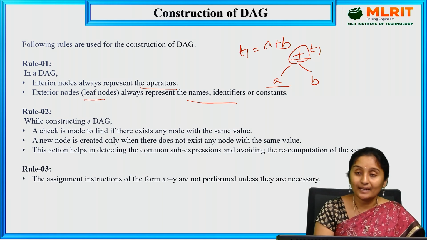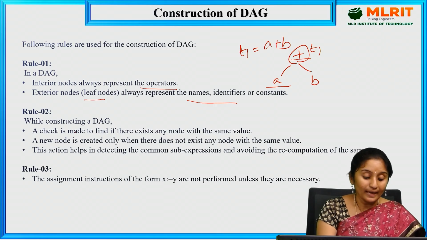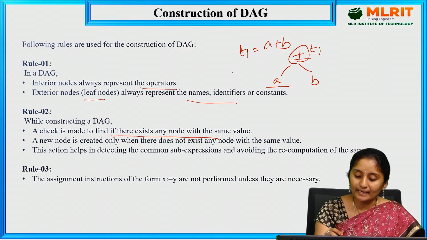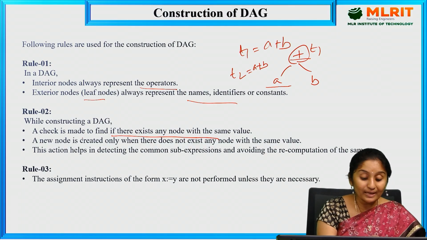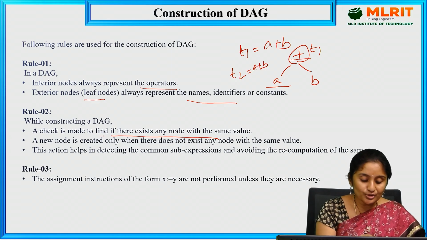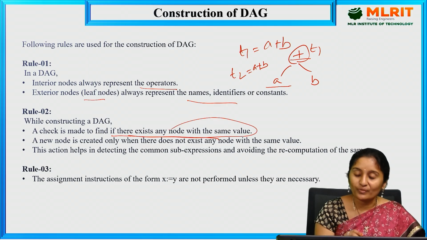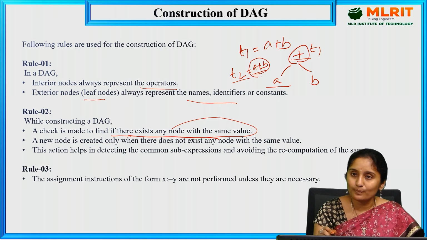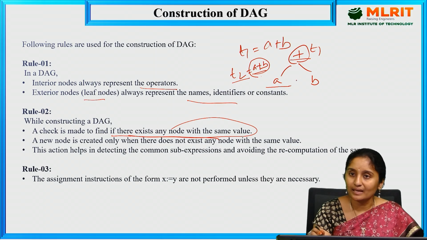When we construct a DAG, a check is made to find if there exists any node with the same value. Let me take here, suppose T2 equal to A plus B. When we construct one more tree, or when we construct this DAG, we are going to check if there exists any node with the same values. See, here also I am having A plus B. When I need to construct this T2 equal to A plus B, I will be checking whether this A plus B already exists, that is, whether the A and B nodes already exist in my DAG or not.